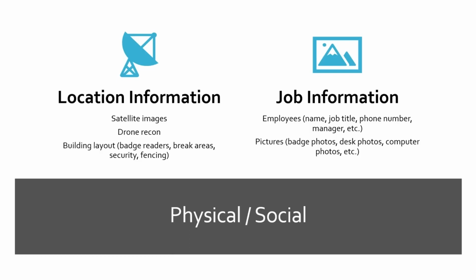Now, the other aspect of this is the job information. So we might be looking for employees online. I might want to know somebody's name, job title, phone number, who their manager is. I try to get a good idea of what people look like, so if I see them on site, I have a good idea who they are. I also look for pictures.